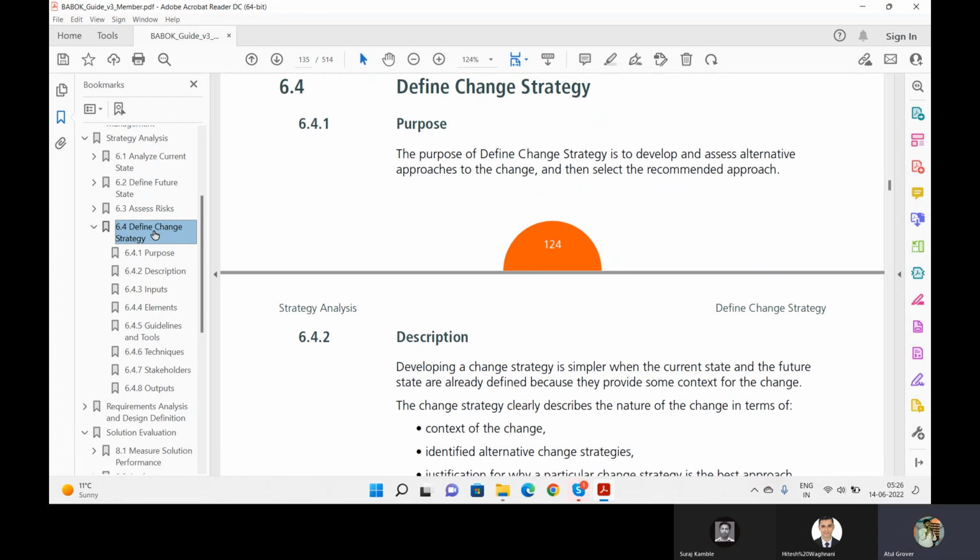Kyunki ultimately goal kya hai mera? Need ko fulfill karna. That is my ultimate goal. So the purpose of define change strategy is to develop and assess the alternative approaches to the change and select the recommended approach.